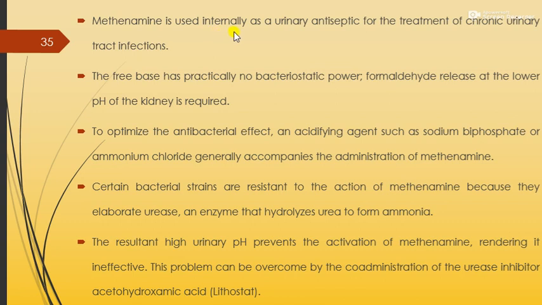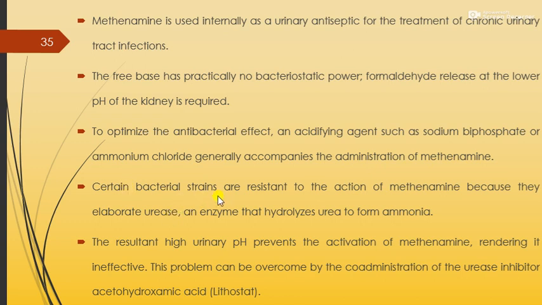Methenamine is used internally as a urinary antiseptic for the treatment of chronic urinary tract infection. The free base has practically no bacteriostatic power. Formaldehyde release at the lower pH of the kidney is required to optimize the antibacterial effect. An acidifying agent such as sodium biphosphate or ammonium chloride generally accompanies the administration of methenamine.